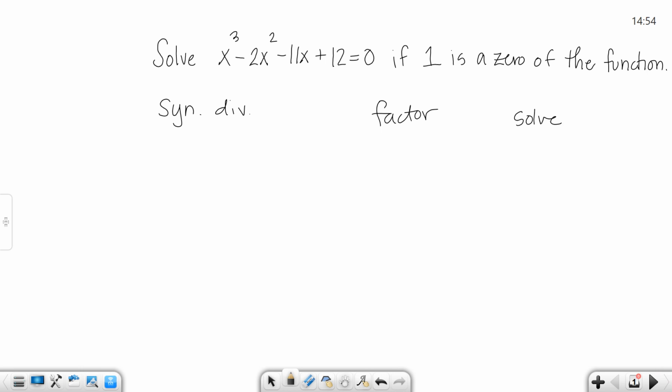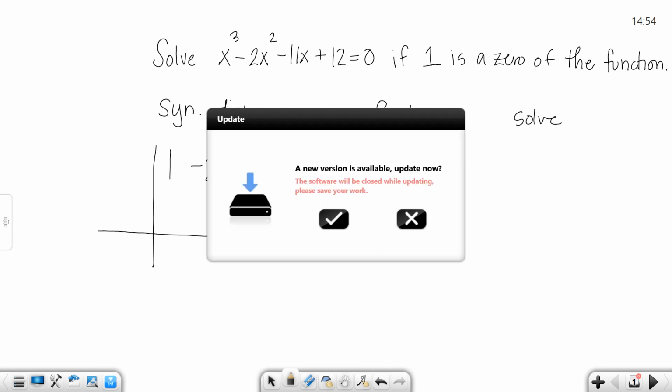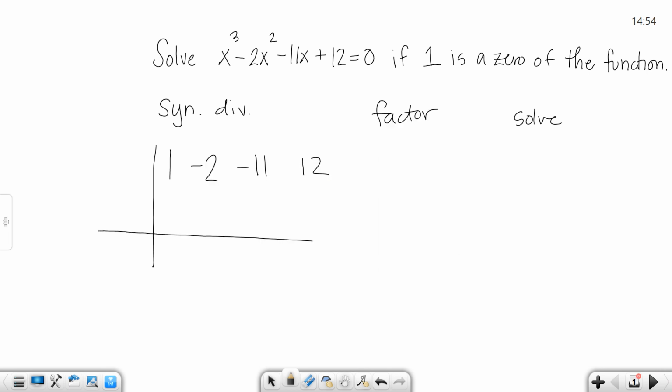So looking at this polynomial equation, I have a 1x cubed, a negative 2x squared, a negative 11, and a 12. And I'm going to use synthetic division with the number 1. The reason I use the number 1 is that 1 is given to me right here. That's what I'm going to use.